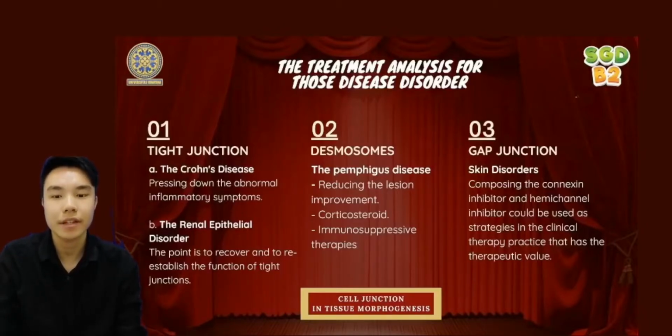The third one is gap junction. We know that connexin is one of the gap junction protein subunits that hold the function of building up the intercellular channel that is present in every gap junction. But connexin is not only taking part in normal function. In some cases, connexin has a large number of mutations that can lead to skin disease. These mutations have caused dysregulation of hemichannel activity. In this case, connexin inhibitors and hemichannel inhibitors could be used as strategies in clinical therapy practice that have therapeutic value.